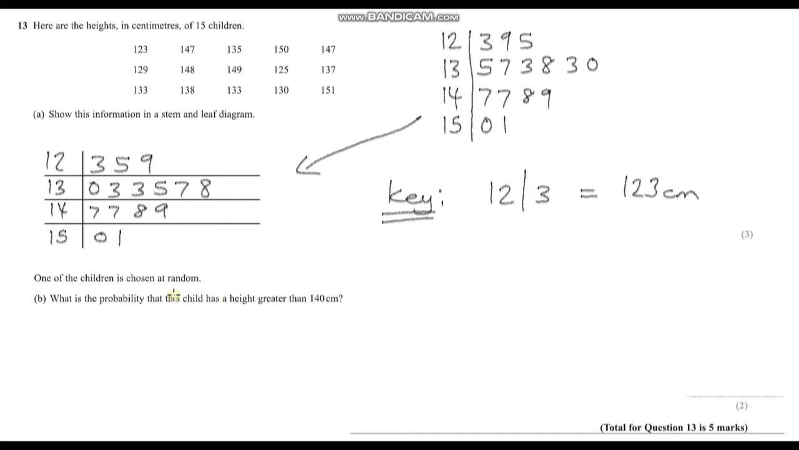Okay, moving on to part B. One of the children is chosen at random. What is the probability that this child has a height greater than 140 centimeters? How many children have a height greater than 140 centimeters? Well, 1, 2, 3, 4, 5, 6. So there are 6 children in total. Out of the total number, there are 15 children in total. So that is our answer, 6 out of 15. We don't need to simplify that. I'm just going to leave that as my answer, 6 over 15.